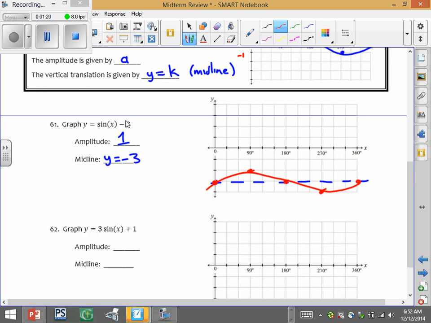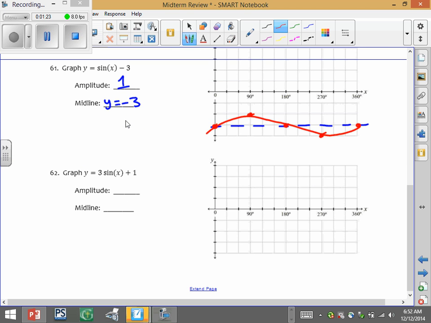All right, here in 62, we have two transformations. You've got that 3 out front, which tells me the amplitude is now 3, and the midline is y equals 1. So we'll go ahead and draw our midline first. There's the midline. And again, sine starts in the soil, so it starts on the midline. And this time, instead of going up 1, we're going to go up 3. So it's going to go all the way to the top. And then we're back to the midline at 180. We have to be 3 below the midline, not the axis. So at 270, we're here. And at 360, we're back to the line. And then we'll connect the curves.